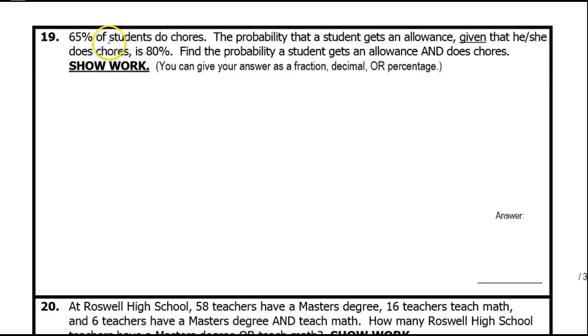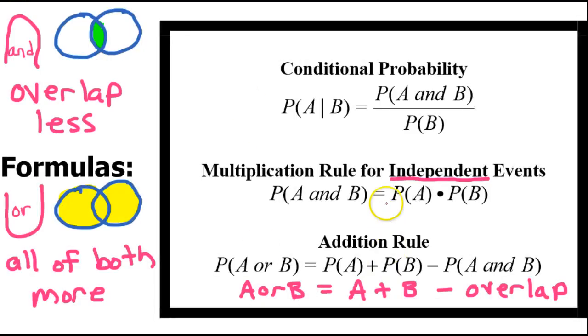65% of students do chores. The probability that a student gets an allowance, given that he or she does chores, is 80%. Find the probability that a student gets an allowance and does chores. For a word problem like this, we are going to need one of these formulas. We don't have a Venn diagram or anything, so this is where the formula is going to have to come in. But we need to decide which of these formulas we're going to use.